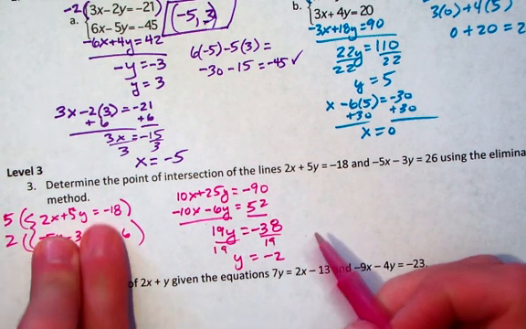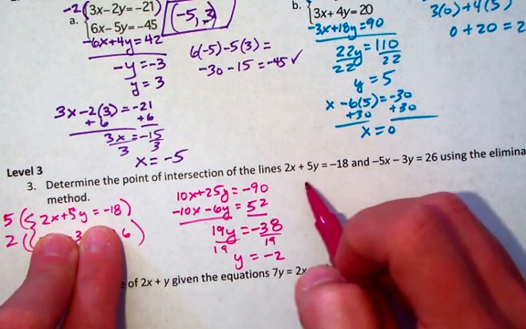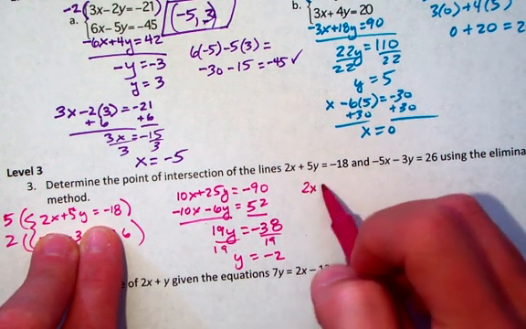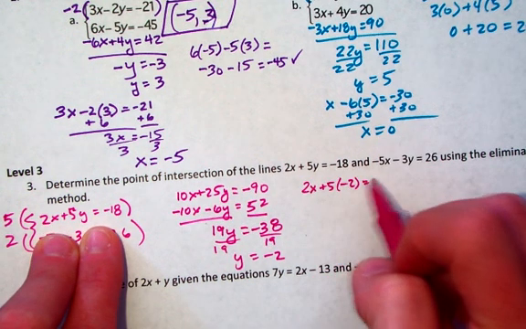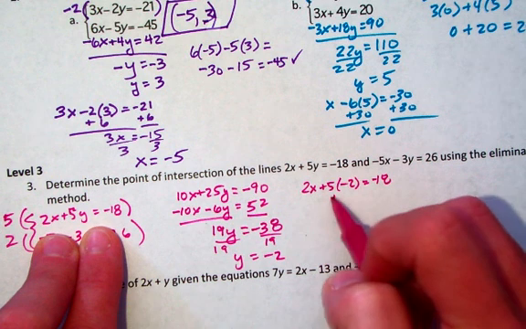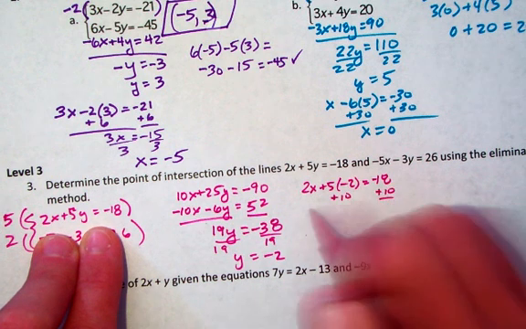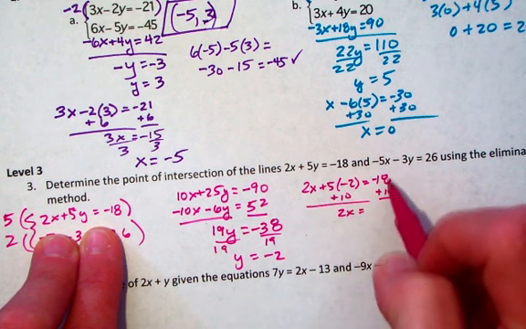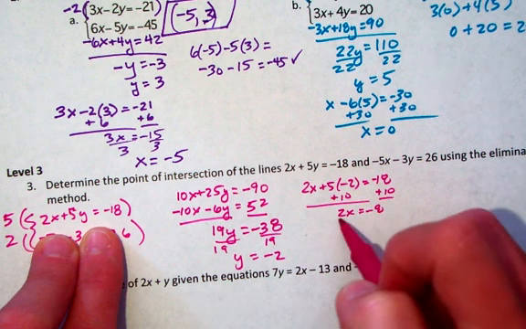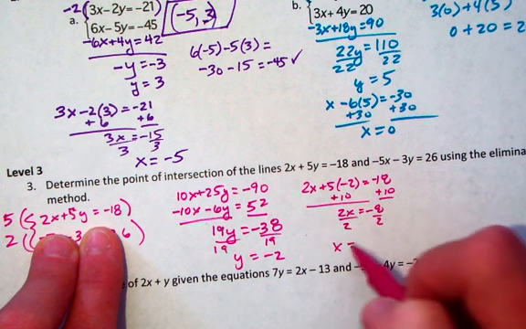I'm going to use the first equation to solve for x. So I get 2x plus 5 times negative 2 equals negative 18. I'm going to add 10 to both sides. So 2x equals negative 8, divided by 2. So I get x equals negative 4.